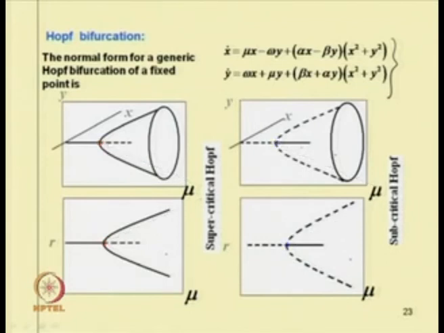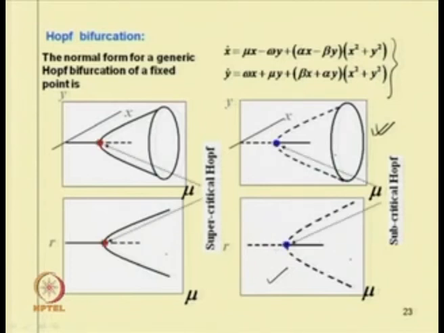So, in this case it becomes a subcritical Hopf bifurcation point. This is shown in the r-mu plane, and this one is in the x-y-mu plane. In case of the Hopf bifurcation, we obtain a stable or unstable periodic response from the fixed point response. The trivial fixed point response becomes unstable, and we will have a stable periodic response in case of the supercritical Hopf bifurcation.